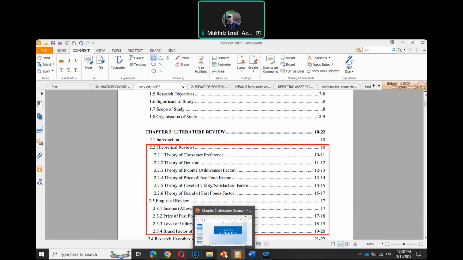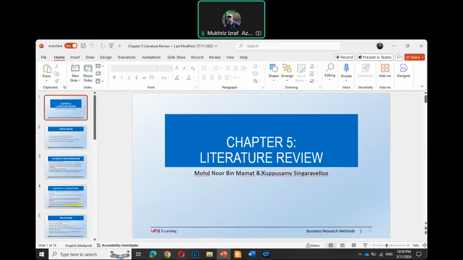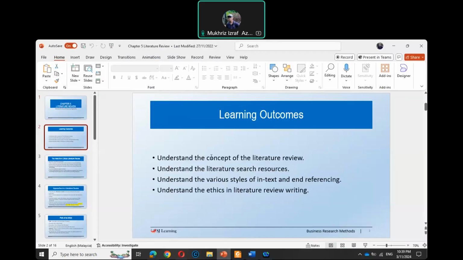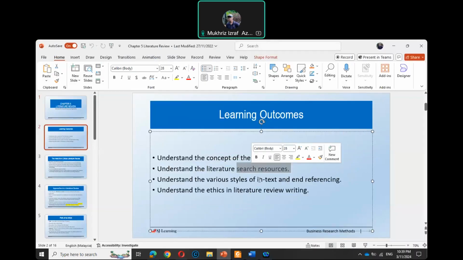So for today's first part of the video, I want to focus on this literature review slides from the main book. So basically the focus is to understand the concept: what is literature review, and then the sources, where you can find the materials, and then how do you cite the paper in the text?